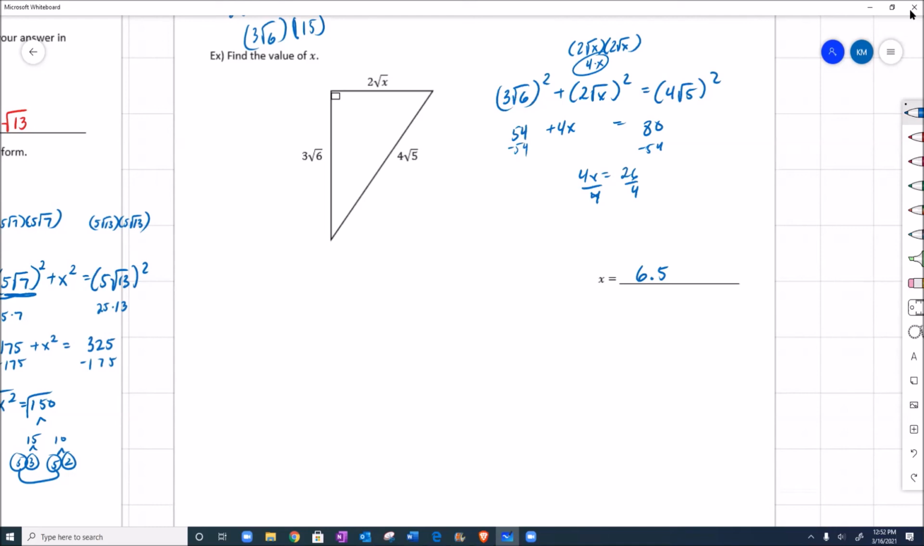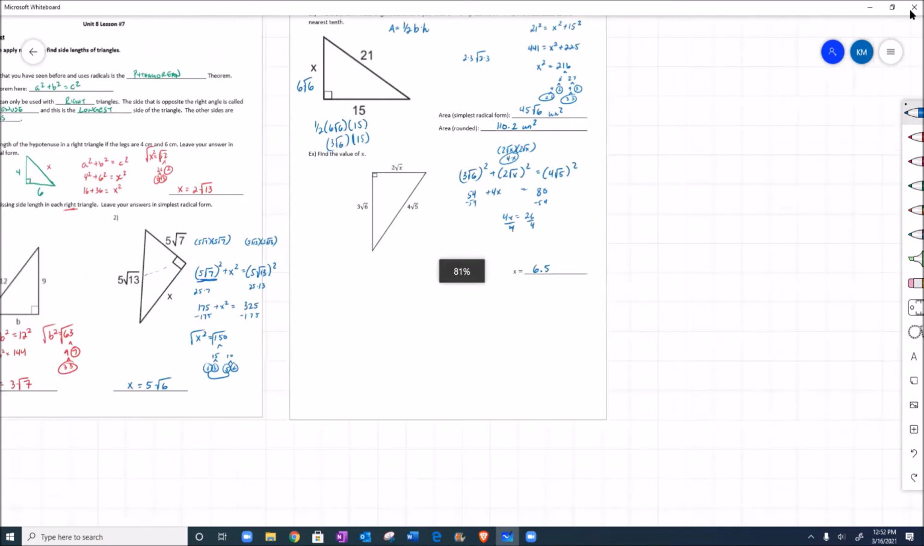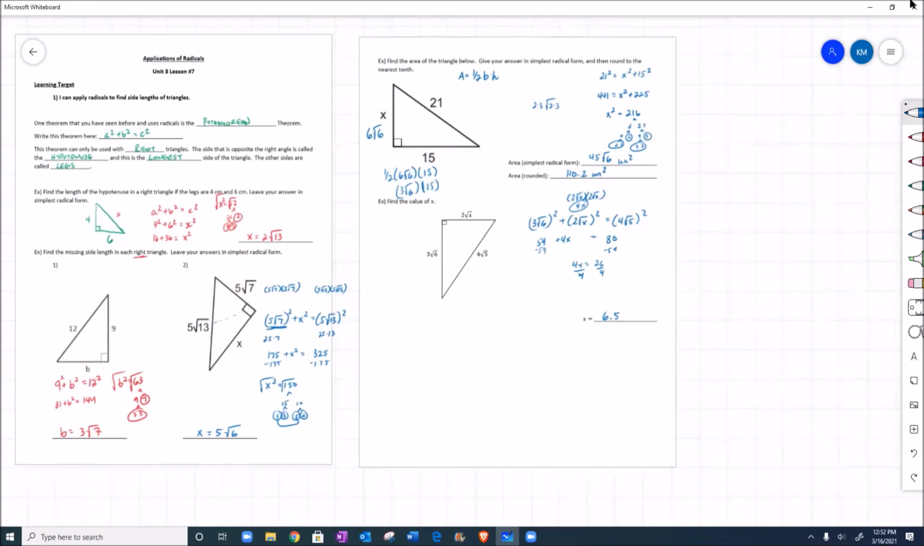That is our radicals chapter and application of radicals.